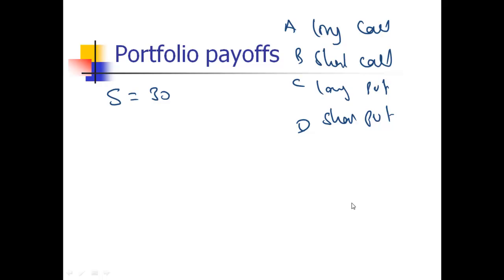So if you go long a call, have you reduced your risk? No, because when the stock goes down, you lose money. What we are discussing is risk management.